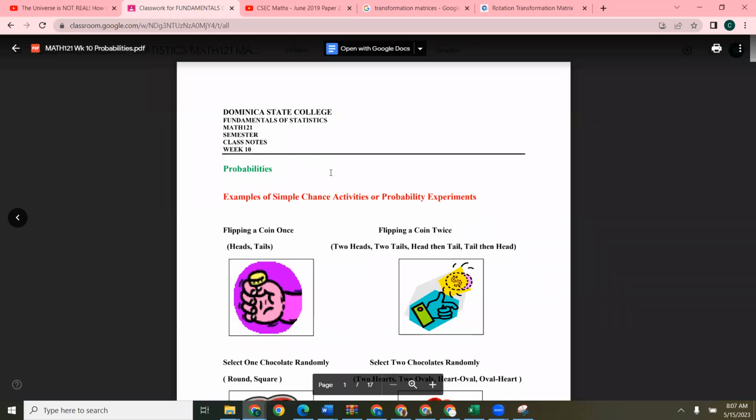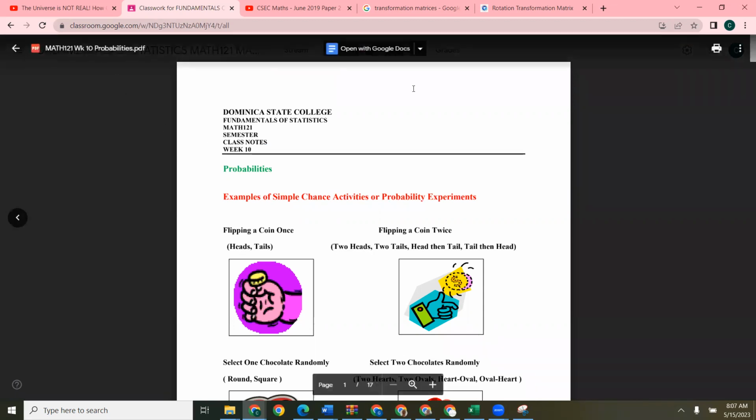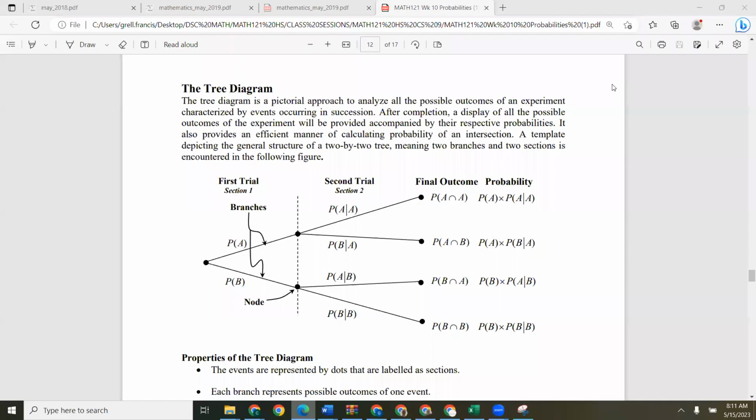So let's go into this unit to obtain information with regards to the tree diagram to analyze an experiment where you've got selection, 2 selections, one after the other without replacement. So here we have a template of the tree diagram that is used to display all the possible outcomes for an experiment where you have 2 trials or 2 events happening one after the other.